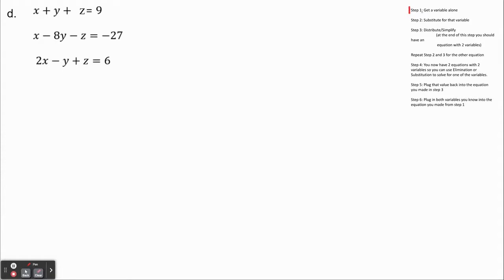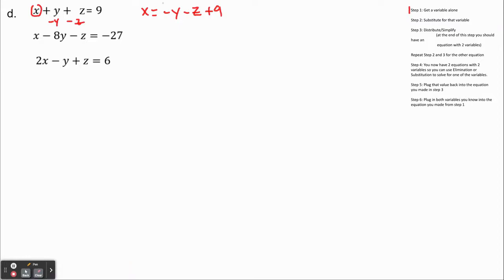So what I'm going to do here is first find a variable that I want to plug in, and I'm going to solve for that and get the variable by itself. In this one, I can start with x. I'm going to have x equals negative y minus z plus 9. Again, I'm just moving all of this stuff over to the right side so that I can get the variable alone. That's the first step. That's all there is to it, getting a variable alone.